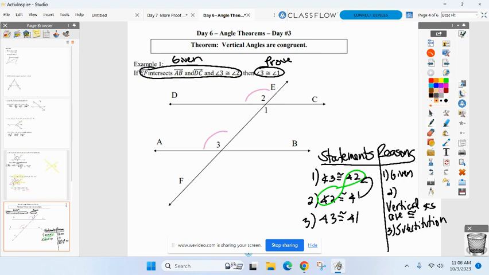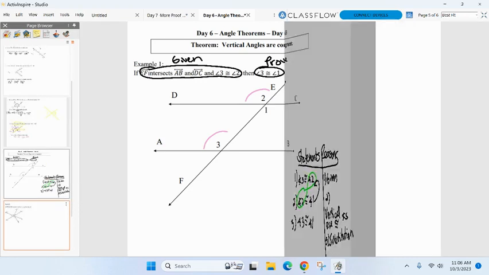Any questions? That's a basic use of vertical. We're going to go a little more difficult now in the next one. Anything you want to ask before I go a little bit more hardcore on it? All right, let's go. Come on, honors kids.